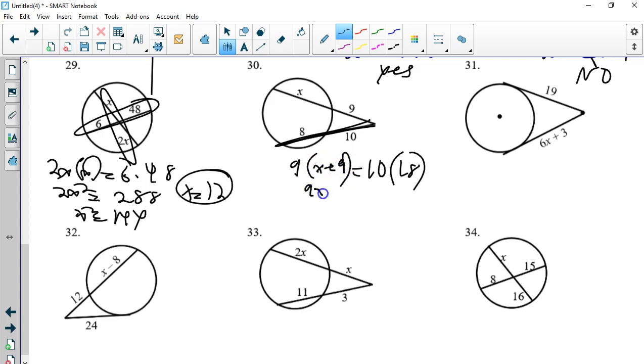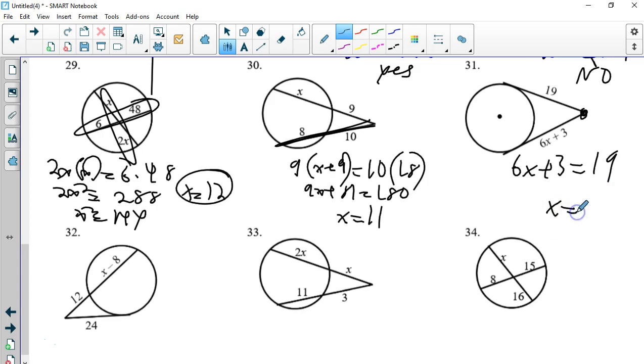So what you get here is 9x plus 81 equals 180. Now, if I subtract 81, I get 99. Divide by 9, x is 11. Here, these two tangents meet at the same point out here, so they're simply just equal to each other. So if I subtract 3, I get 16. Divide by 6, I get x equals 2 2/3, or 2.6 repeating.